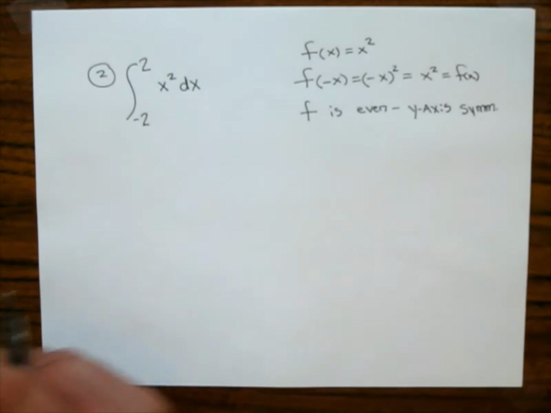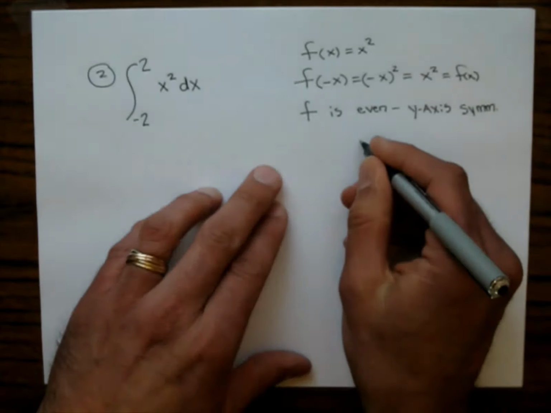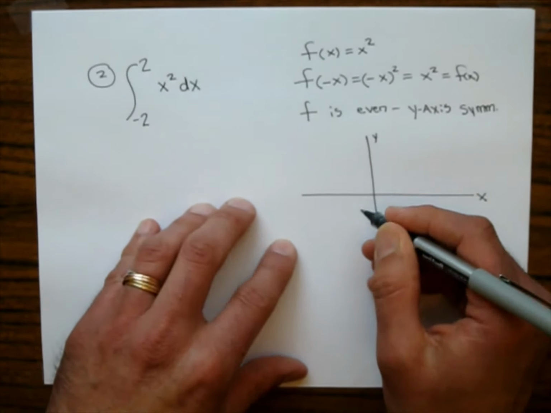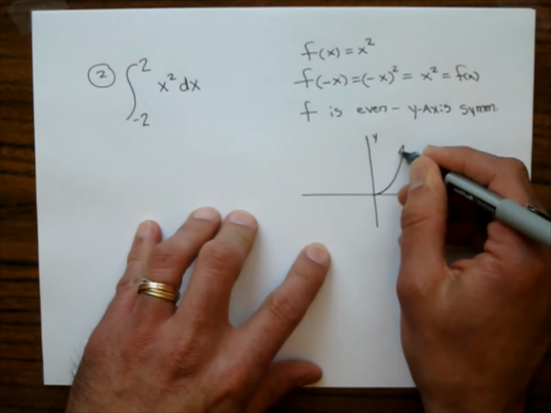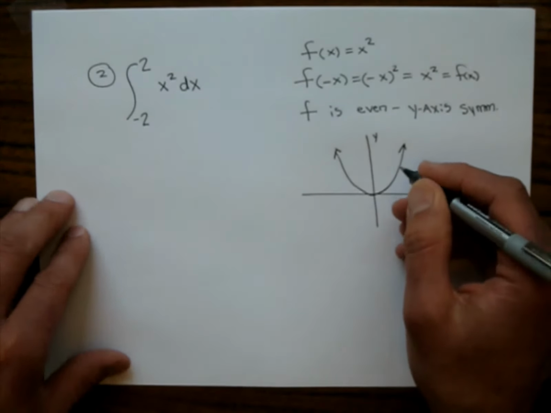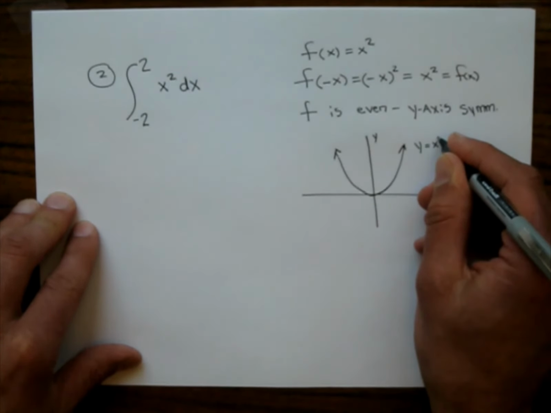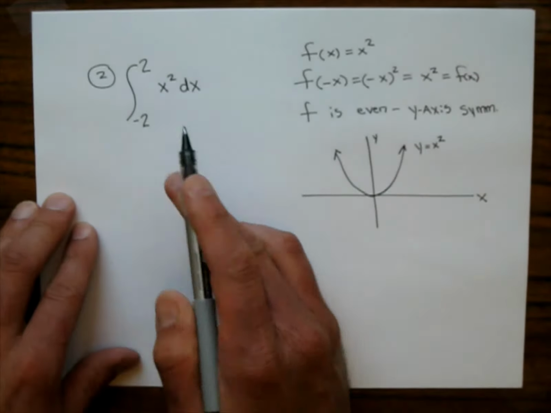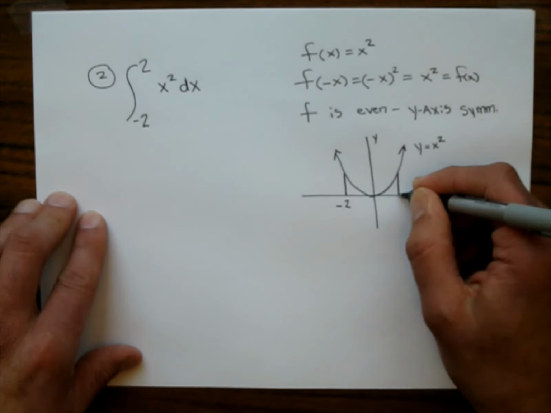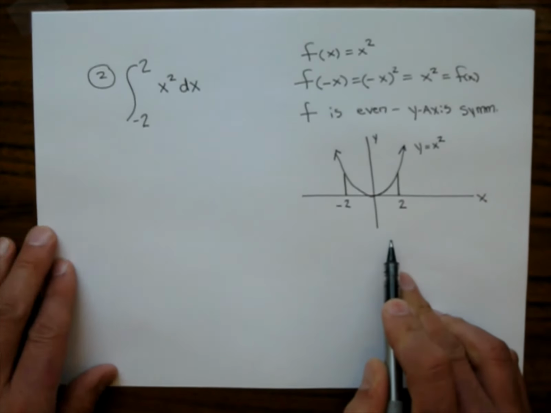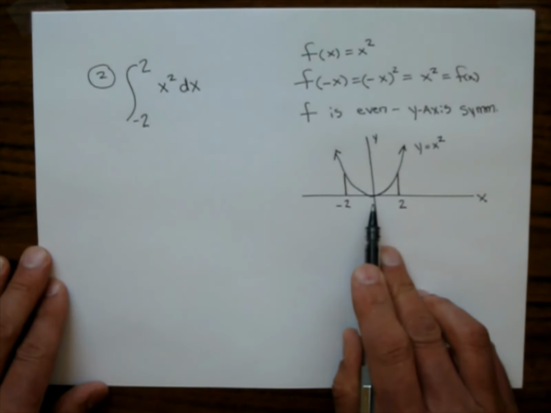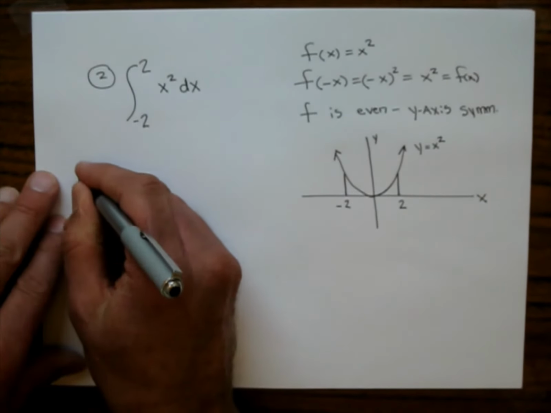What does f look like? Well, f looks like your standard parabola. Here's x, here's y, and yeah, this looks like that. Okay, so this is y equals x squared. We are integrating from -2 to 2. I do like this picture better than the last one I did, because those things look more symmetric here. And so let's just naively do this problem.